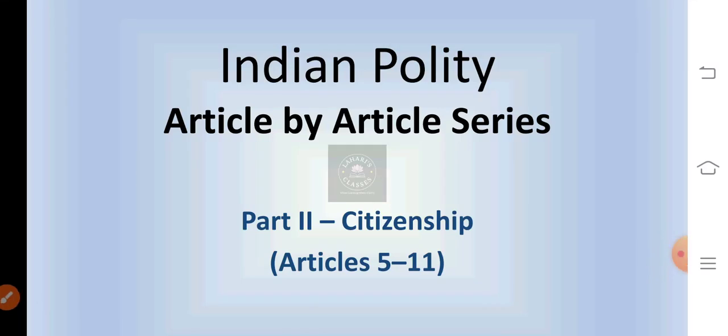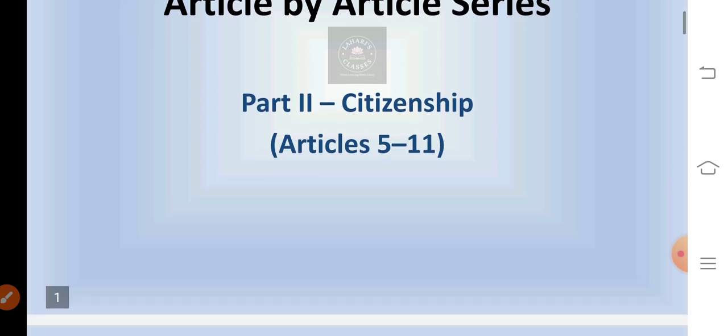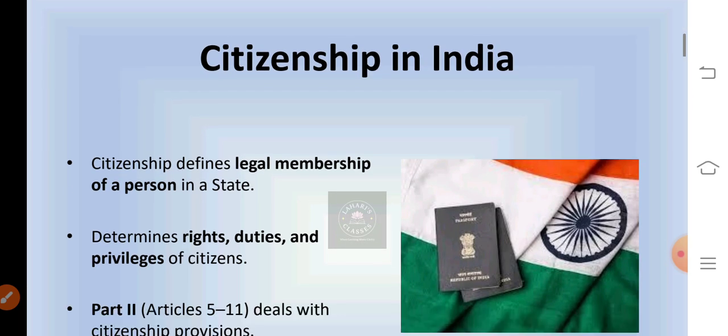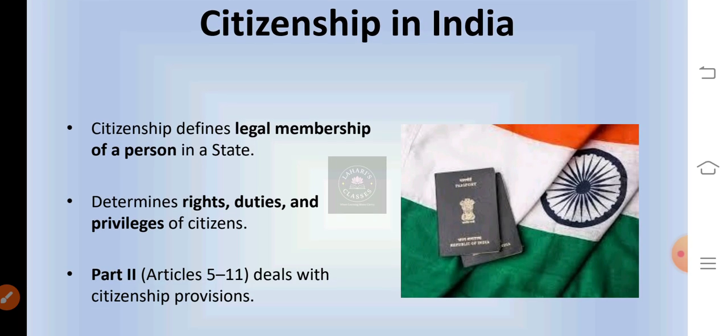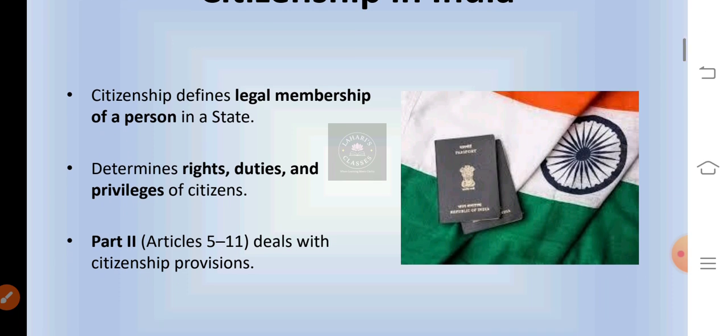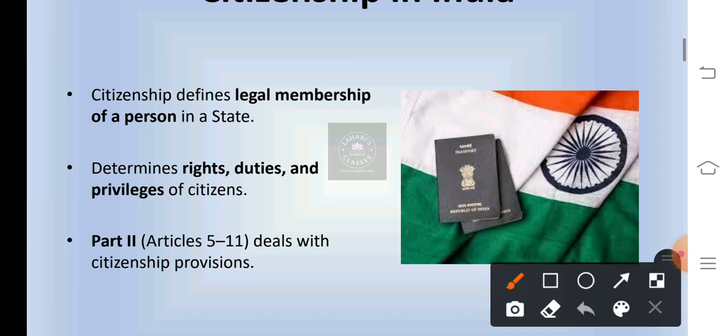Welcome back to the article by article series of Indian polity. In this lecture, we are going to understand all the articles in Part 2 of the Constitution, that is citizenship. So what is citizenship? It is the legal status of a person who is legally recognized as a member of a sovereign state. That means it gives a sense of belonging and grants that individual certain rights and privileges, and also duties.